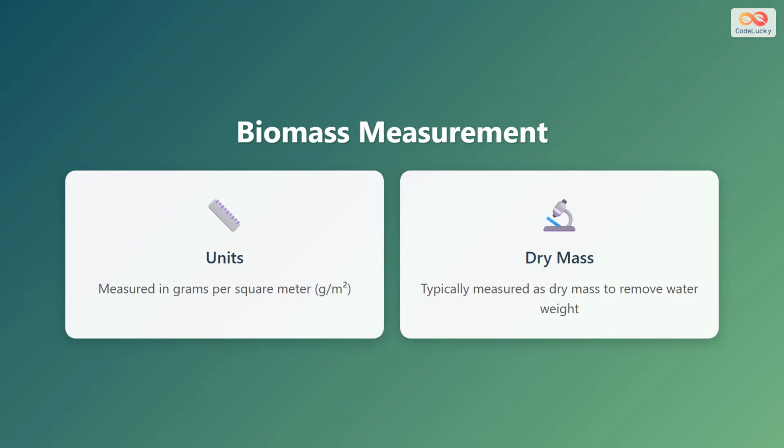Biomass is measured in grams per square meter. Scientists typically measure dry mass rather than wet mass. Why? Because water content can vary dramatically between organisms, making comparisons unreliable. By removing water, we get an accurate measure of the actual organic material present in living tissues.